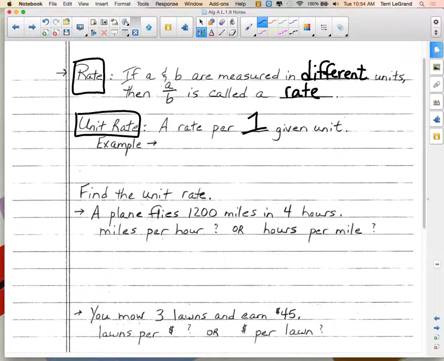Okay, so that was probably a good example that we could use right there. We could talk about it being as dollars per hour.